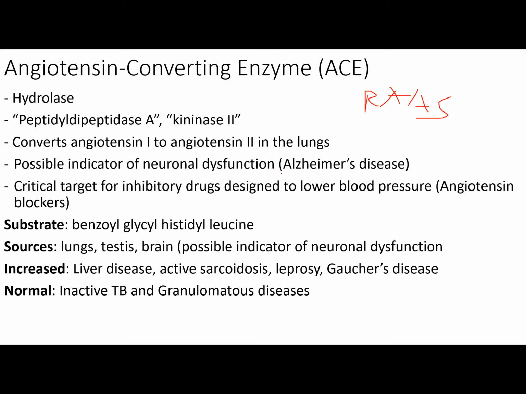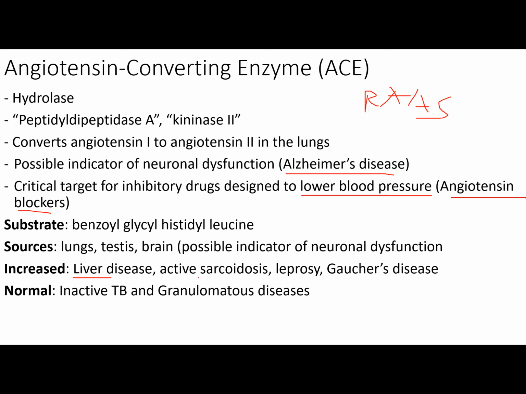So if you have a problem in the brain, class, specifically if you have Alzheimer's disease, you would have elevated angiotensin converting enzyme. Critical target for inhibitory drugs designed to lower blood pressure. This is an angiotensin blocker. So this could be used to monitor, class, why you have low blood pressure. Then the substrate here, class, is benzoyl glycyl histidyl leucine. Sources, class, are lungs, the testes, the brain, which is a possible indicator of neuronal dysfunction.